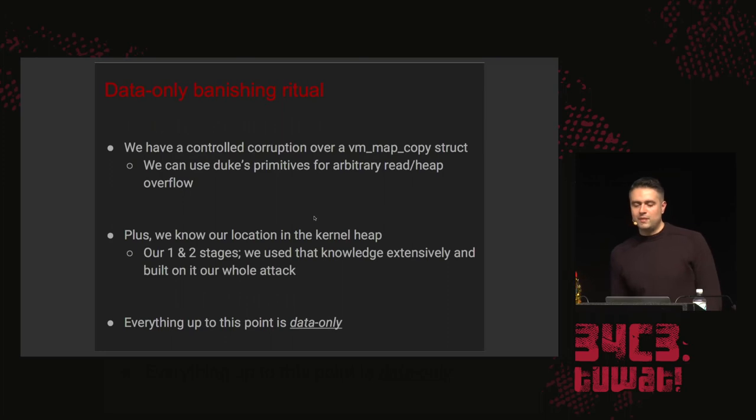I also know my location on the kernel heap, and remember, we found that in the first two stages, and we used only that: where that PTMX ioctl struct was stored on the kernel heap. That's the only thing we knew, that address, in order to successively build on it, to reach a much more useful primitive.